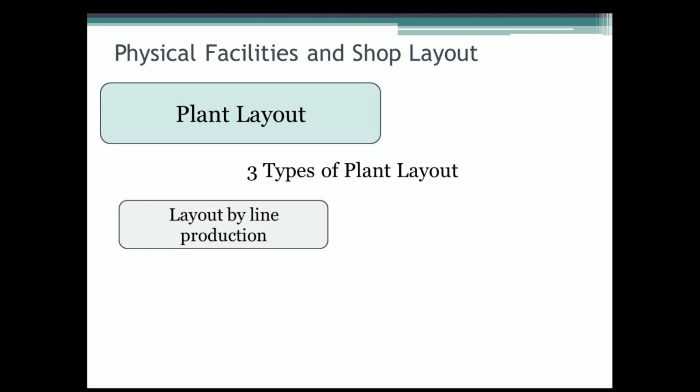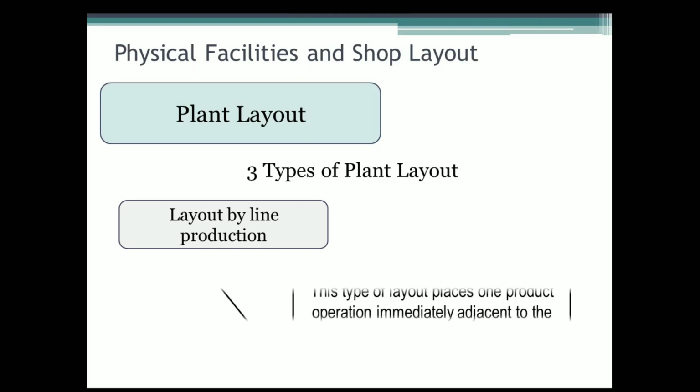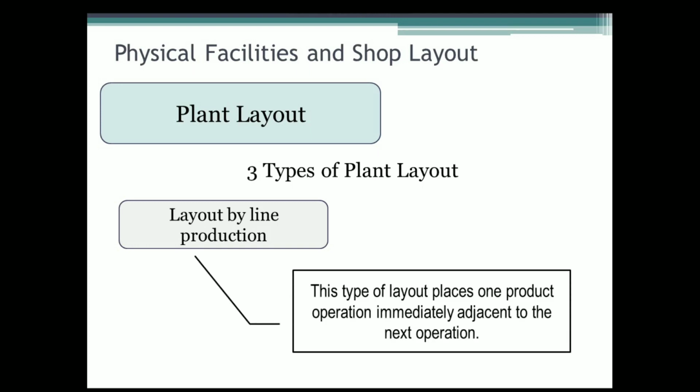Lastly, we have the layout by line production. This type of layout is commonly used when there are large quantity of products to make. In this type of layout, you place one product operation immediately adjacent to the next operation. Halimbawa, in a garment industry, the first step will be the cutting. So, in cutting area, the next step, since bulk yan, maramihan yan, the next step will be the production. They make sure that the production area is near or adjacent to the cutting area para kumbaga kahit na maramihan yan, mabilisan lang ililipat sa next step of production. So, yun yung tinatawag nating layout by line production.